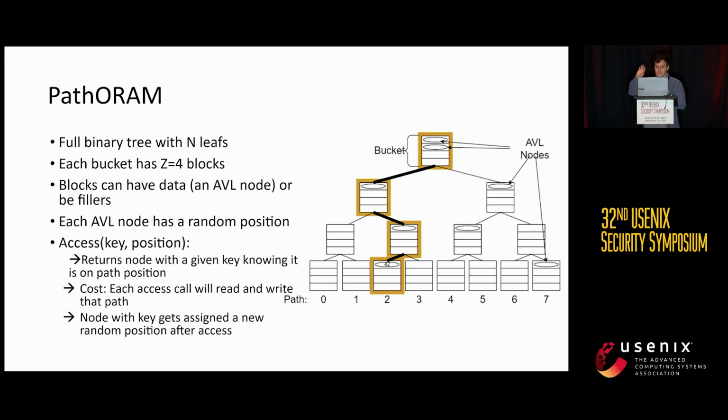I'm not going to go into details on how Path ORAM works. The key points here are that we have a full binary tree with n leaves, and the nodes are going to be present in some of these leaves. And whenever we want to access a certain AVL node that's stored in the Path ORAM tree, we need to provide in which path from the root to the leaf that node is present.